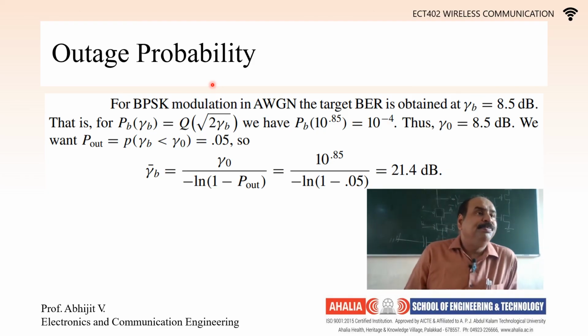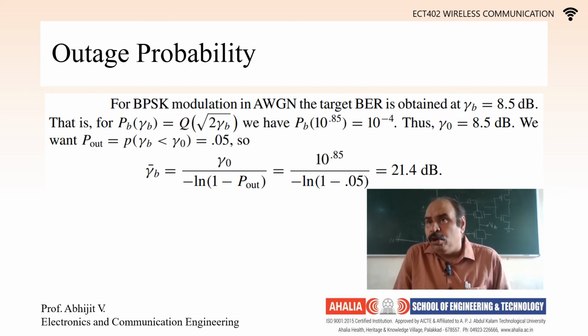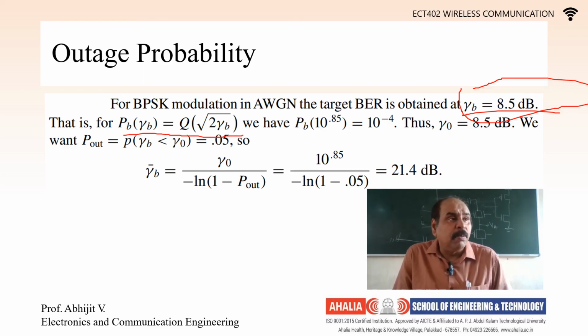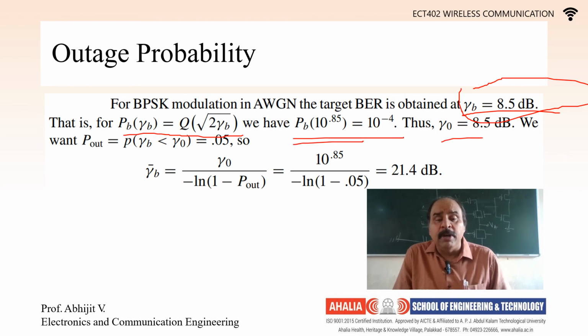So let us see how we are going to solve it. For a BPSK modulation in AWGN, the target bit error rate is obtained at gamma B equal to 8.5 dB. In that case, we calculate the probability P B of gamma B, which is equal to Q of root 2 gamma B. On substitution, gamma naught is taken to be 8.5 dB. So we want the outage probability P out to be 0.05.